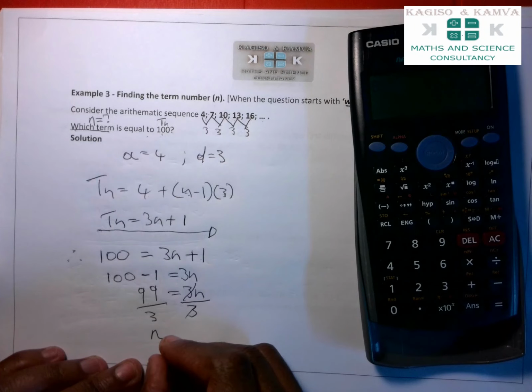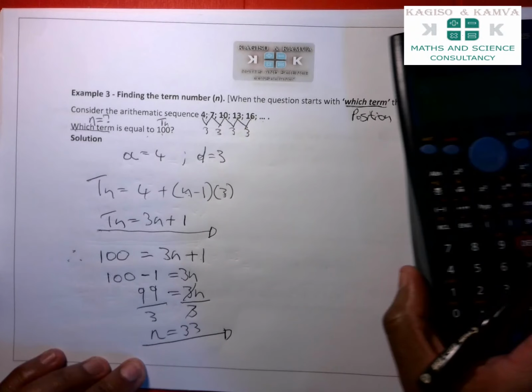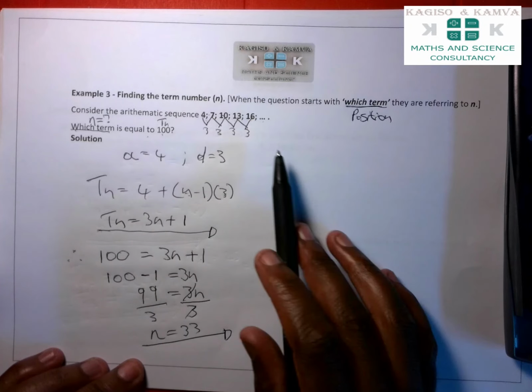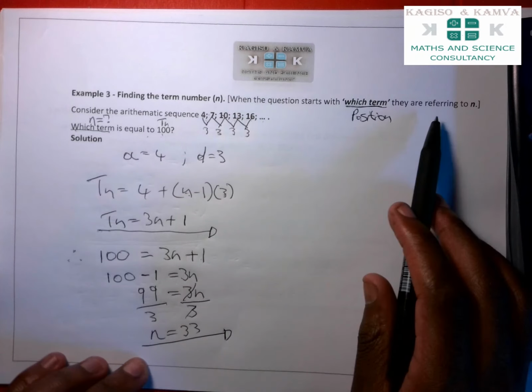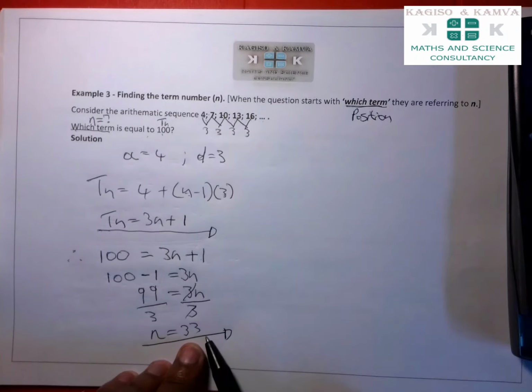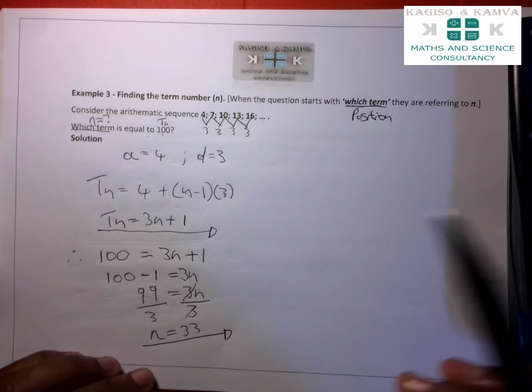So this one is term number 1, term number 2, term number 3, term number 4, term number 5. On term number 33, the value is equal to 100. So now we are able to find the term number, which is n.